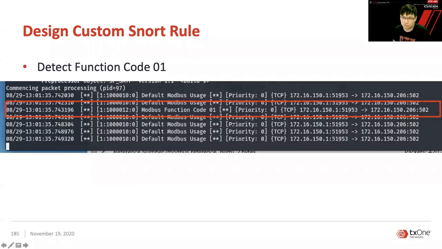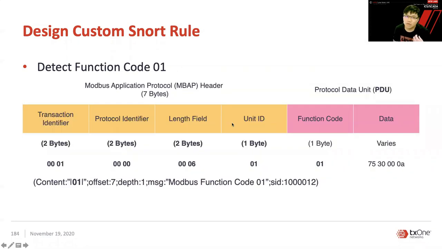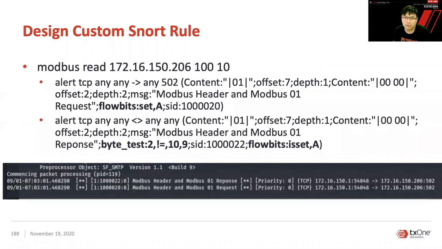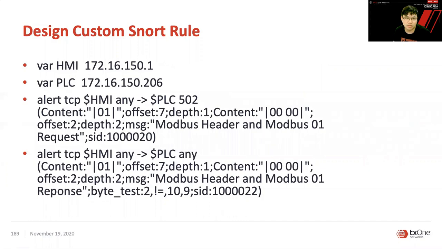So basically, you can combine the many rules: a Modbus header hit, and a hit on the function code rule, and then combine them, that is Modbus traffic. Let me provide a sample like this. You can combine this content 01 at the offset, here is function code 1. And this one is the protocol identifier. Combine this: it is a Modbus header and a Modbus 01 request. So you can combine these to make sure this one is Modbus traffic.